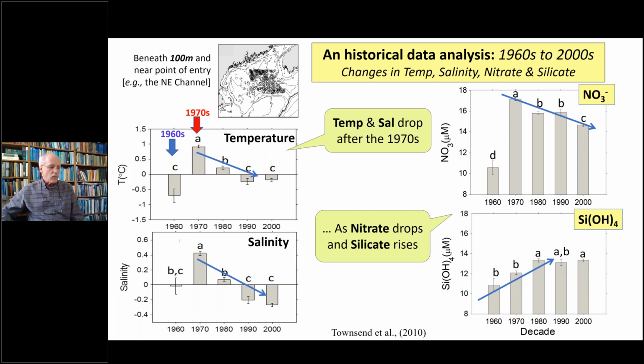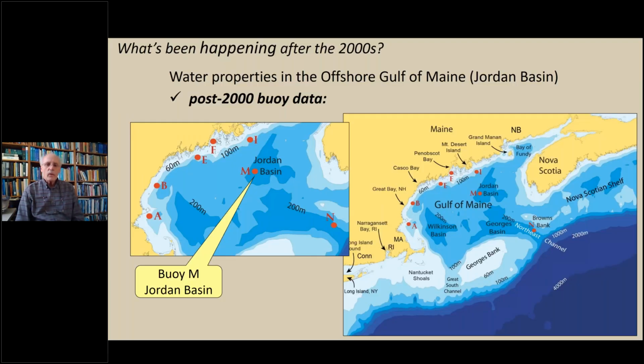Now, these data are only through 2004, I think, which is the latest data we have. So this one bar here in 2000 really is not very representative. So the question is, what's going on after the 2000s? One of the ways to address this is to take a closer look at some of the data being collected by the NERACOOS buoys. In particular, I'm going to be showing you some results from the Jordan Basin buoy out here, maintained by Neil Pettigrew here at the University of Maine.